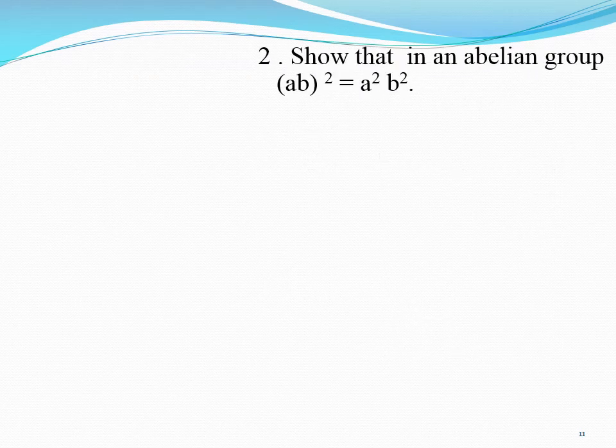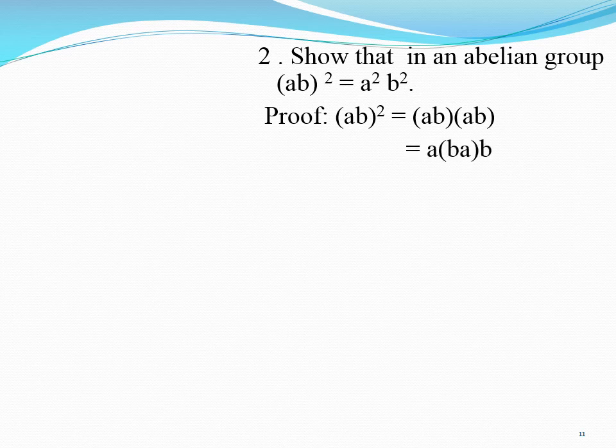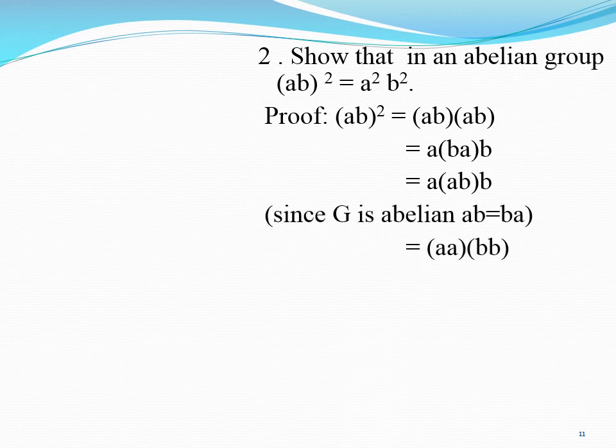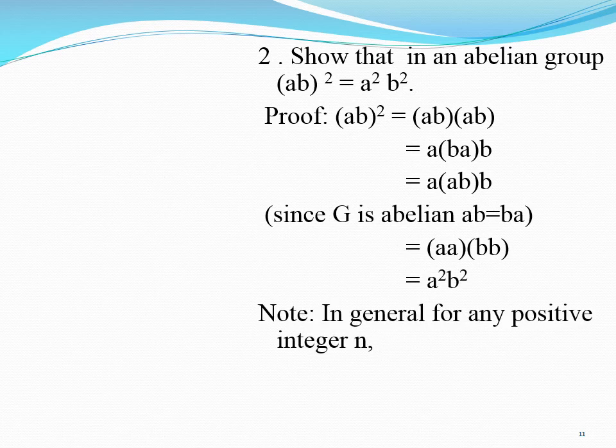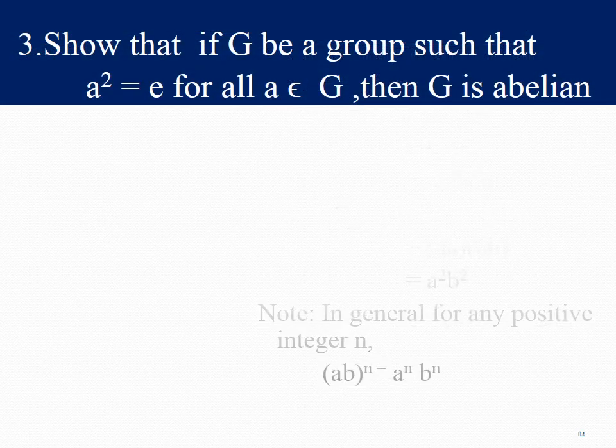Next, second one, (ab) whole squared equals a squared b squared. Solution. Proof. (ab) whole squared equals what? ab into ab. This can be written as a into, in the middle we can group, ba into ab into b, which implies ba can be written as ab since G is abelian. So it can be grouped into aa into bb, that is a squared b squared. So in general, for any positive integer n, (ab) to the power n equals a to the power n into b to the power n.